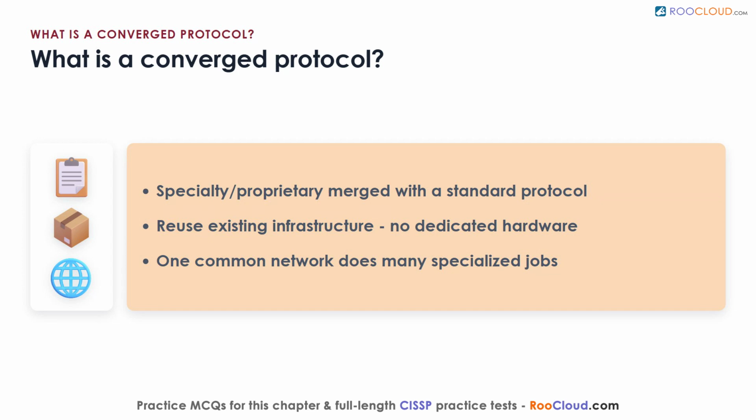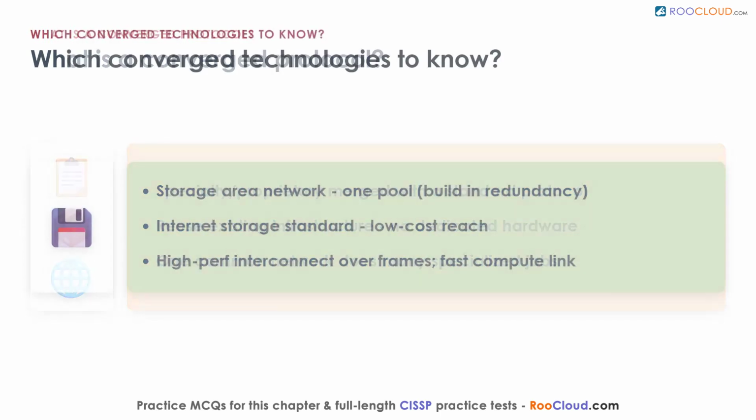Before we tour examples, hold on to that core idea. Convergence is about running the unusual over the ordinary. Picture a single set of highways carrying ordinary cars, delivery trucks, and emergency vehicles alike, rather than building a separate road for each. Which converged technologies should you know?